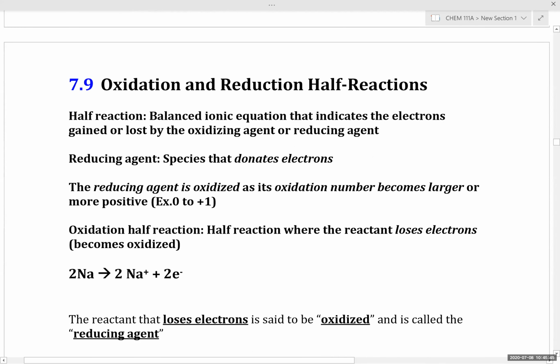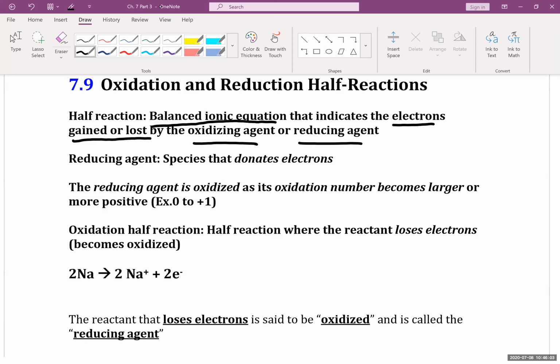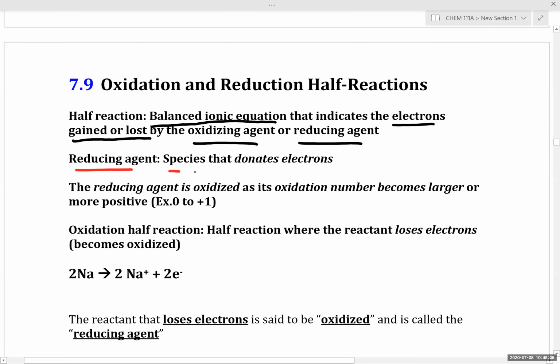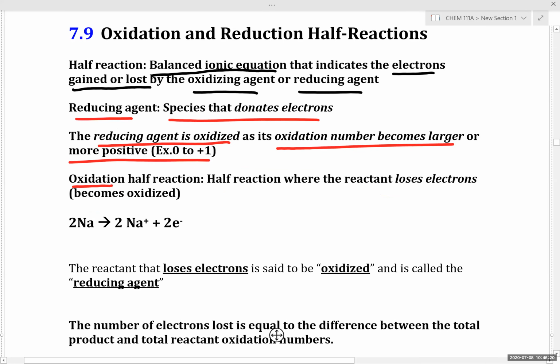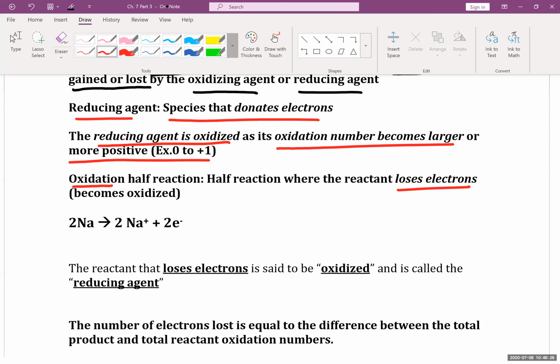So let's now look at oxidation and reduction half reactions. So a half reaction is a balanced ionic equation that indicates the electrons gained or lost by the oxidizing agent or reducing agent. Now, the reducing agent is defined as the species that donates electrons. The reducing agent is oxidized as its oxidation number becomes larger and more positive. An oxidation half reaction is a half reaction where we lose electrons. So the electrons are on the product side.